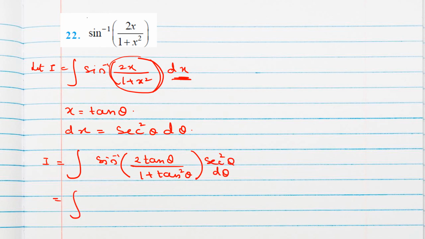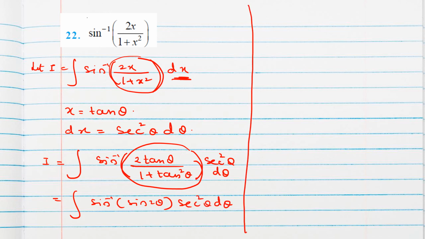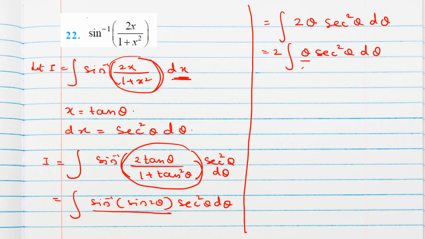But this bracket is the formula for sin 2 theta in terms of tan. So using the inverse property, these we can cancel. Then finally we'll be left with 2 theta sec square theta d theta. 2 we can take out: theta sec square theta d theta. So this is an algebraic product with a trigonometric function. Recalling the ILATE rule, algebraic will be first, trigonometric will be second. So this is u, this is v.